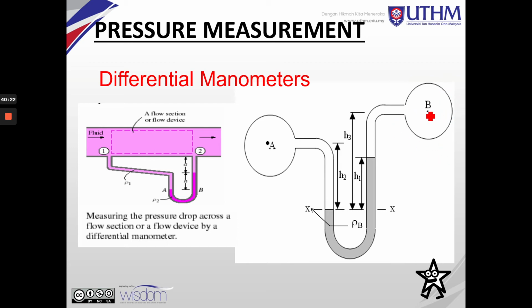The U-tube manometers on the previous slide are open to the atmosphere, but these differential manometers have a pressure at A here and also a pressure at B here, using a different fluid. We are measuring the pressure drop across a flow section or a flow device with a differential manometer, between point 1 and point 2 here.